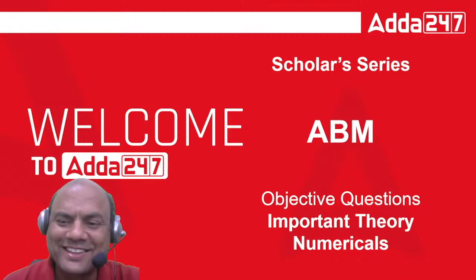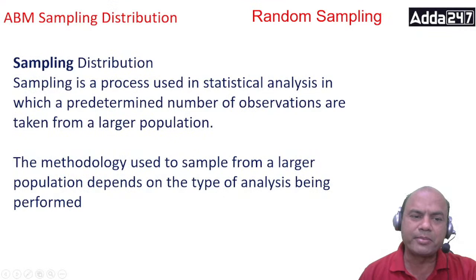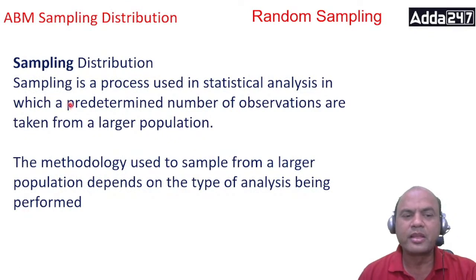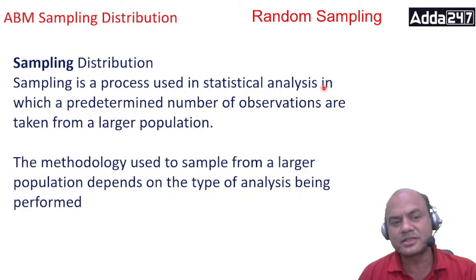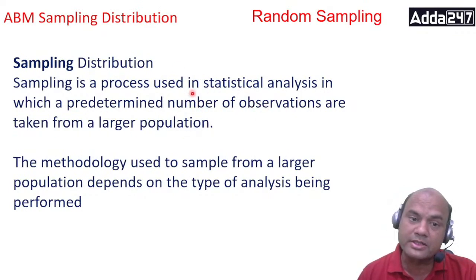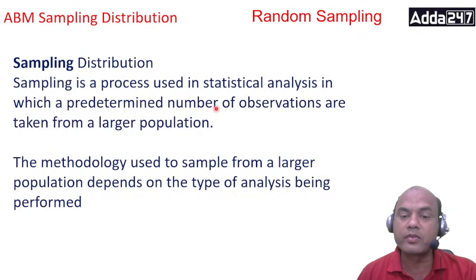Okay, let's start. Firstly, sampling distribution. What is sampling distribution? You must understand that first. Sampling distribution is a process used in statistical analysis in which a predetermined number of observations are taken from the larger population. Now, the important phrase here is predetermined number of observations.